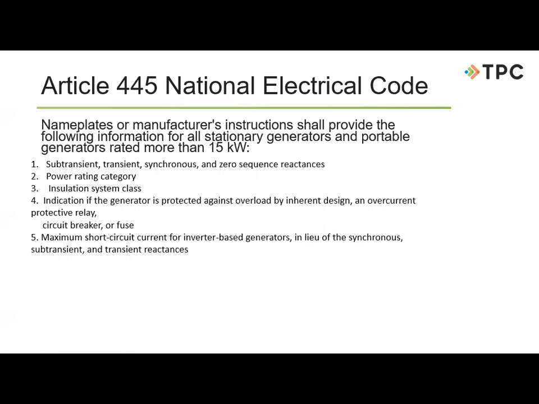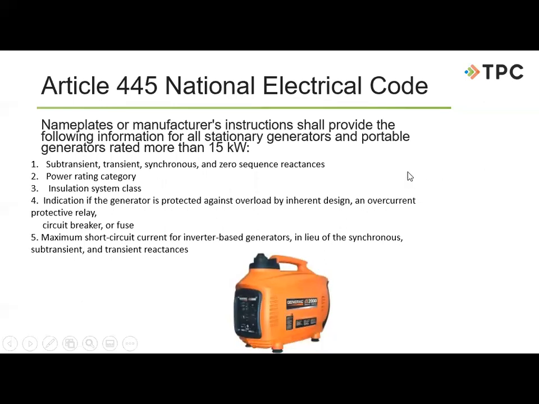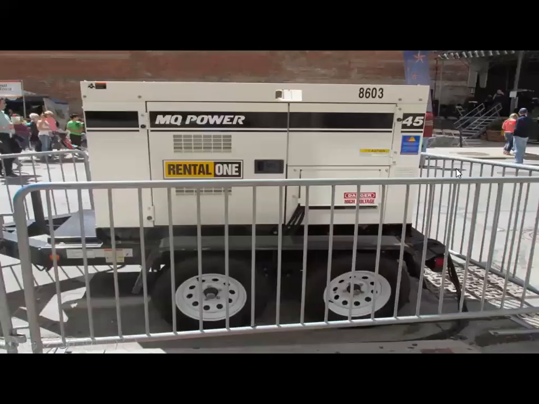Also, we have to know if it does have overcurrent protection on it and overload protection. So they're going to indicate to us if there is some type of protective relays here, circuit breakers or fuses. And for inverter-based generators, which are generators that are going to first get their power from a DC power source and then invert it to AC, we do have to know a little bit about that maximum short circuit current rating in lieu of what we saw up in number one, which was straight AC the whole way. And just a picture of a small inverter rated generator.